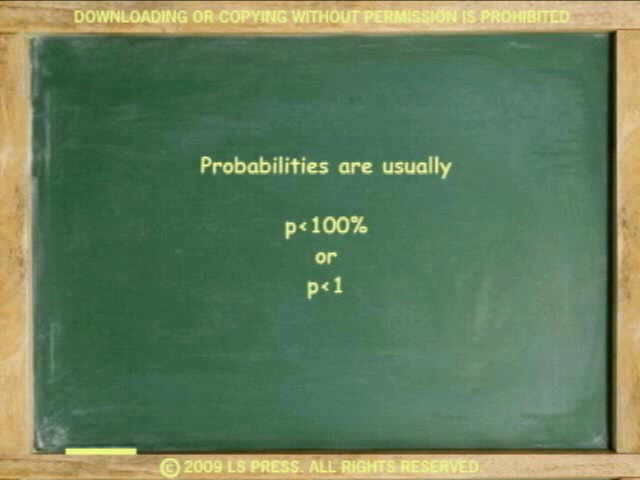Then anything less than 100% probability must be less than 1. In other words, a probability is a decimal, a percent or a fraction that is trying to predict the chance of an event happening in the future.